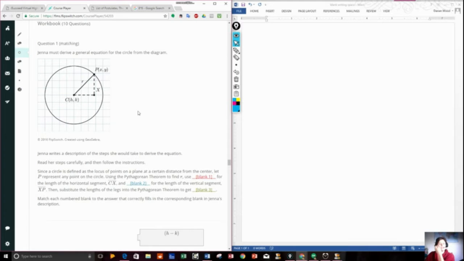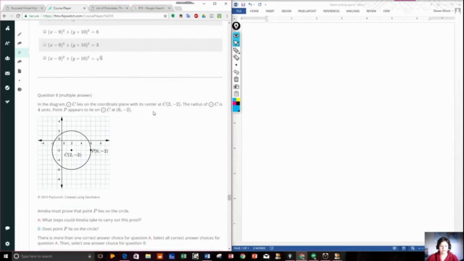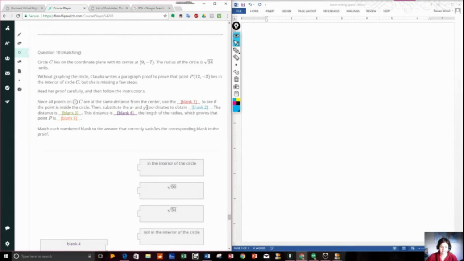Lesson 19, the workbook, we're going to jump down to question 10. Circle C lies on the coordinate plane with its center at (9, -7). The radius of the circle is the square root of 34 units. Without graphing the circle, Claudia writes a paragraph proof to prove that point P, (12, -2), lies in the interior of circle C, but she is missing a few steps. Read her proof carefully, then follow the instructions.